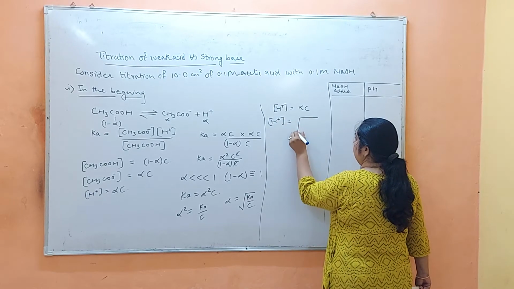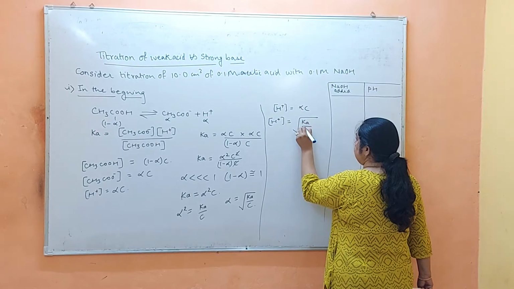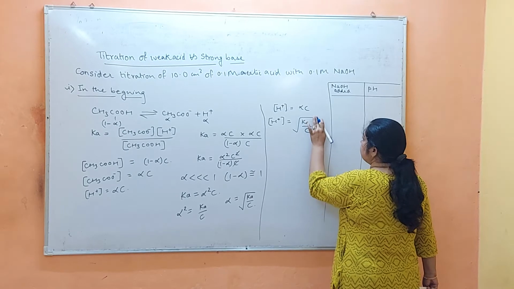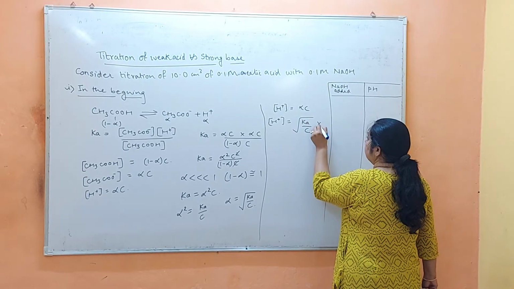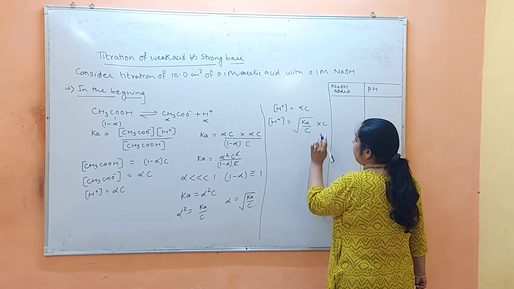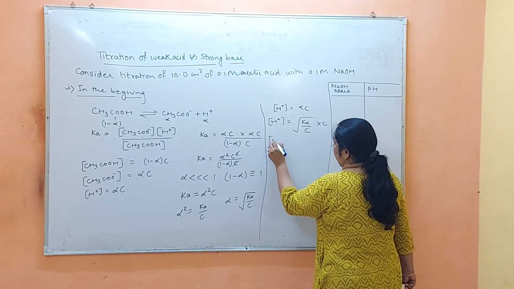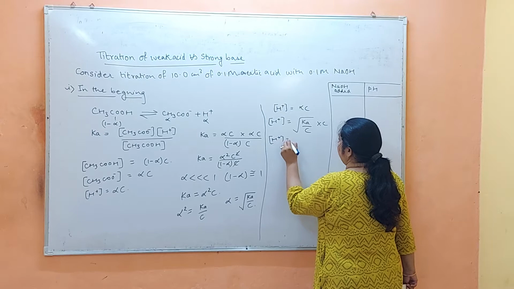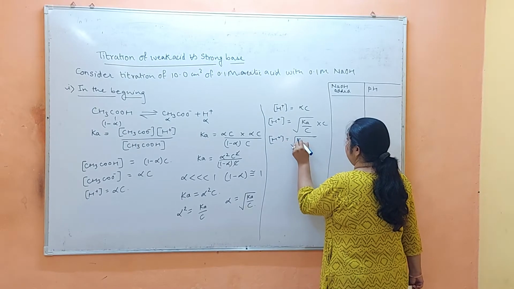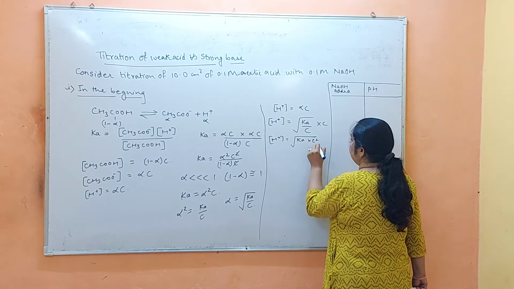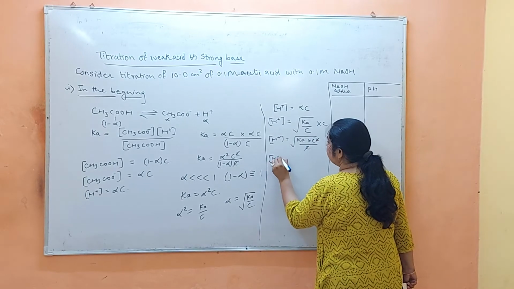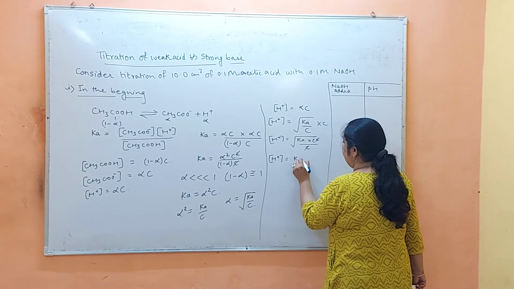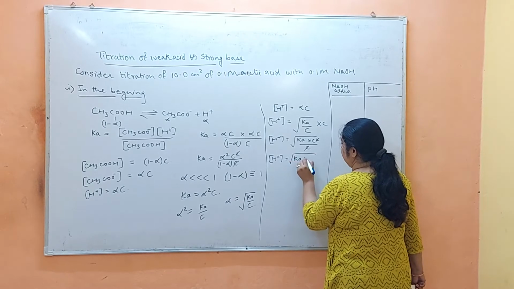Under root Ka by C. Now see, try to understand this. This C is outside your under root. When I take it inside, it will be C square. So H plus will be equal to under root of Ka into C square divided by C. This C will get cancelled. So H plus will be equal to under root of Ka into C.